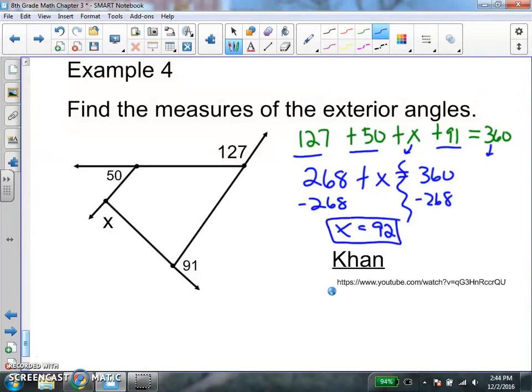All right. Let's take a look. Does x look like it's 92? Does it look close to a right angle? Yeah, it actually looks really close to a right angle. Remember, right angles are 90 degrees. In this case, 92 degrees.